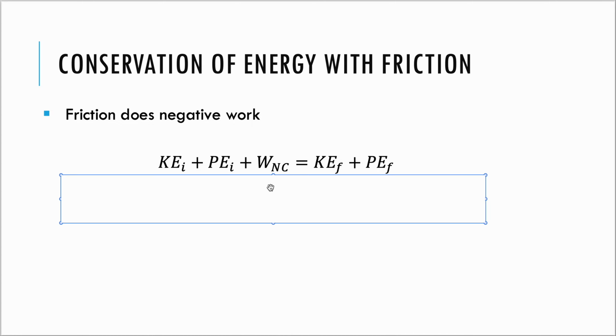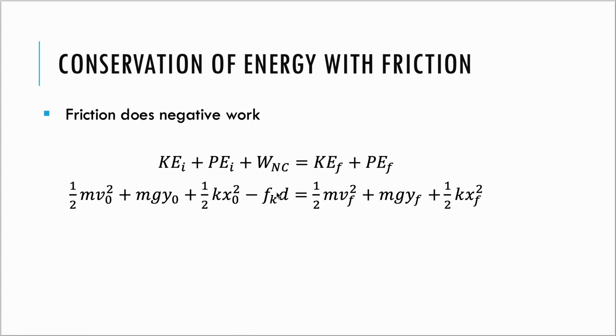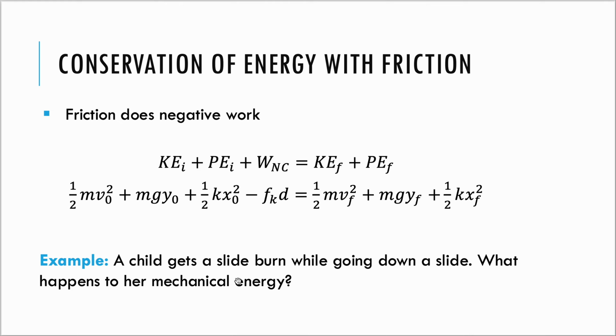But if you have a problem with friction, what you're going to do is replace that work done by non-conservative term by minus f_k d. And that's because the work done by friction is going to be negative, and it equals the kinetic friction force times the distance traveled. So let's take a look at an example. A child gets a slide burn while going down a slide. What happens to her mechanical energy?